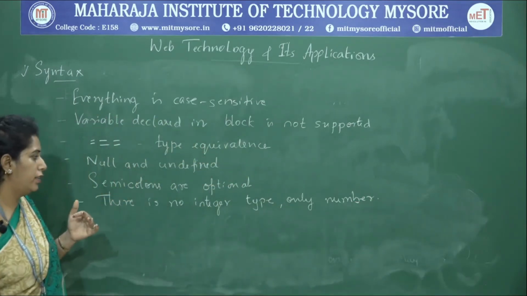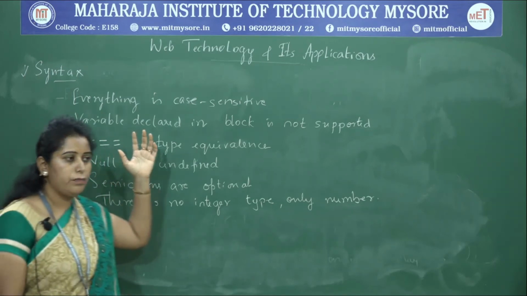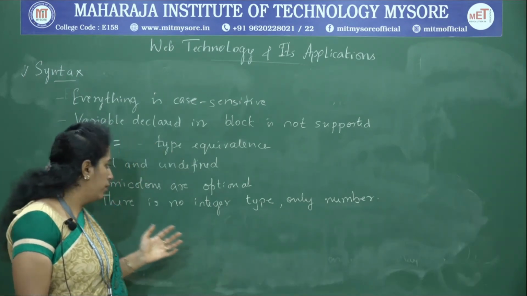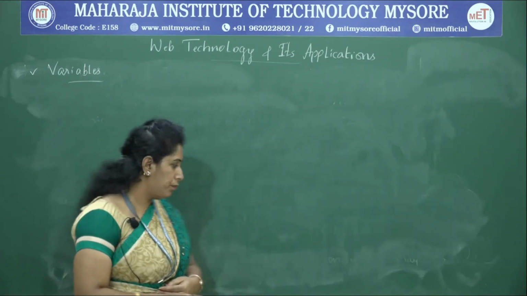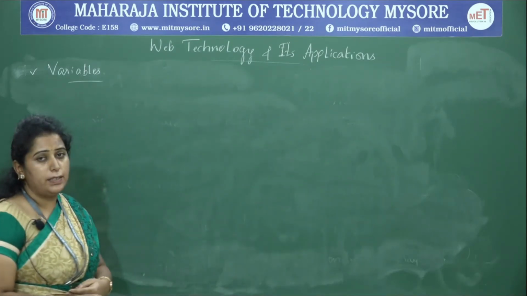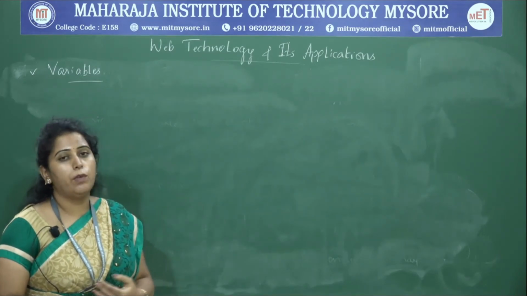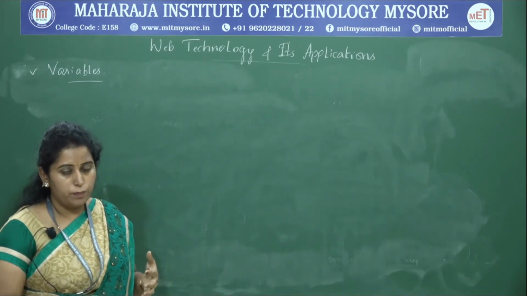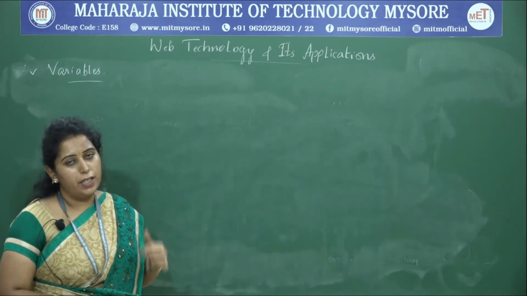There is no integer type, only numbers. So this is how some of the syntax rules have been framed. Next is variables. Variables in JavaScript are dynamically typed, in the sense the type of value it is going to hold can be assigned at runtime or can be changed at runtime.